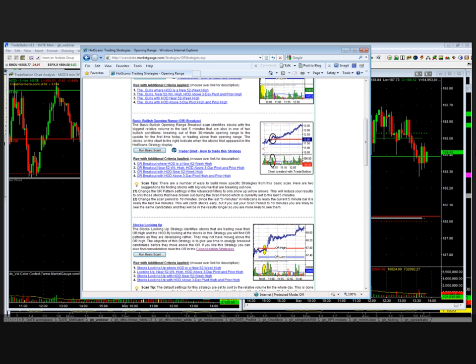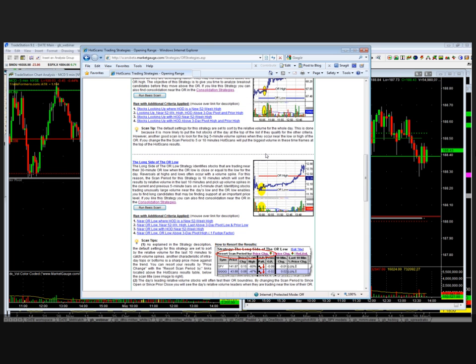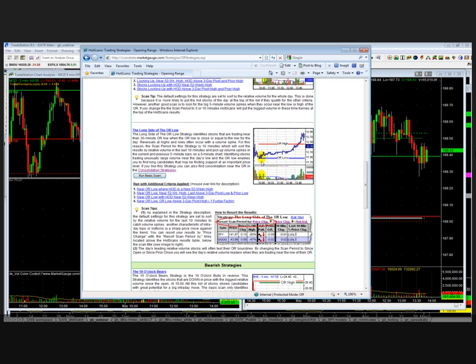So, for example, the IYR trade, long side of the OR low. If you scan the long side of the OR low, what are you really looking for? You're looking for stuff that is basically near its opening range and has potential for a reversal. Now, a good time to do that is when the markets have broken below their opening range, and then you'll find that same kind of setup I saw with IYR.